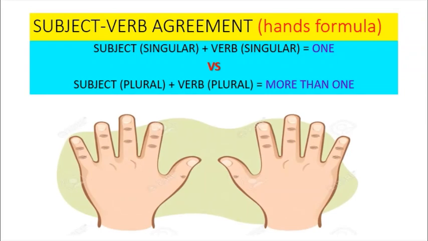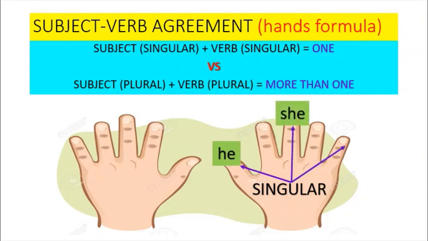Now, this is the Hence formula. By using both your hands, you can understand well how to choose the correct verbs in sentences. Your right hand represents the singular nouns or pronouns. The singular pronouns are he for a male, she for a female, and it for an animal or an object. V is verb. The verb for singular nouns or pronouns must end with S, and the S family is ES, IES, and S.